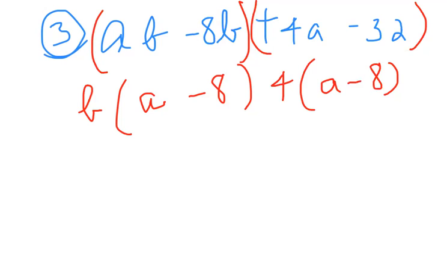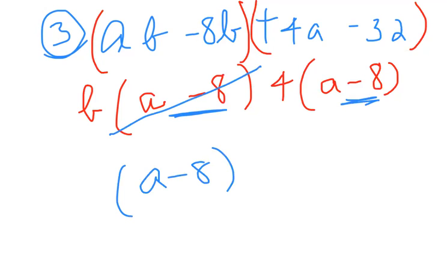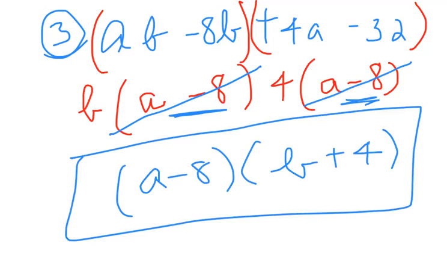So what do you notice? This is identical to this one. So it becomes a GCF. So we factor it out from here, and that leaves us with a B. And if we factor it out from here, that leaves us with 4. And just like that, we have the factored form, A minus 8 times B plus 4, guys. And that's it with factoring by grouping. It's not a very difficult process. Again, it's all about factoring out the GCF.